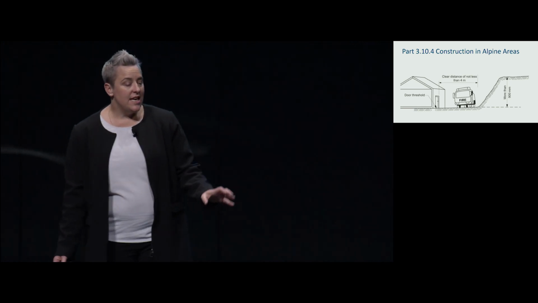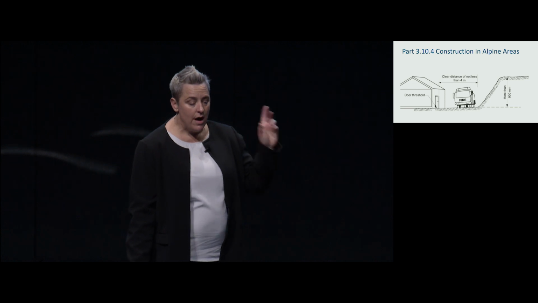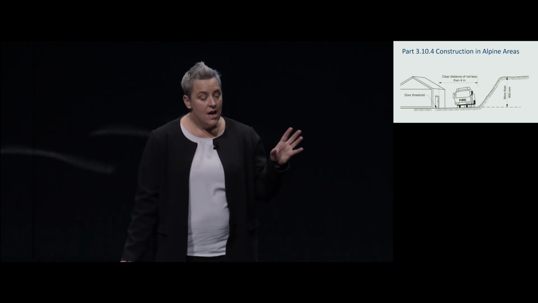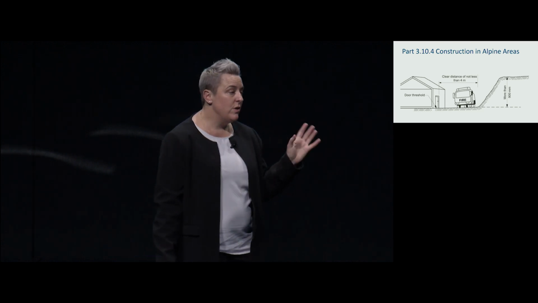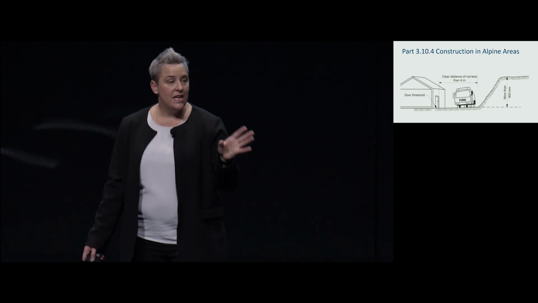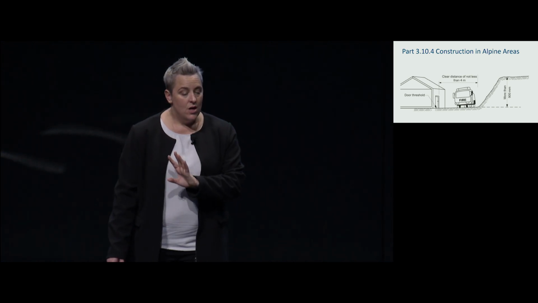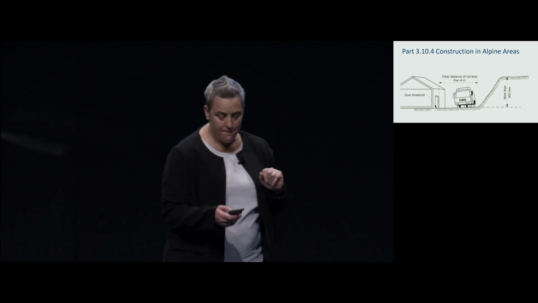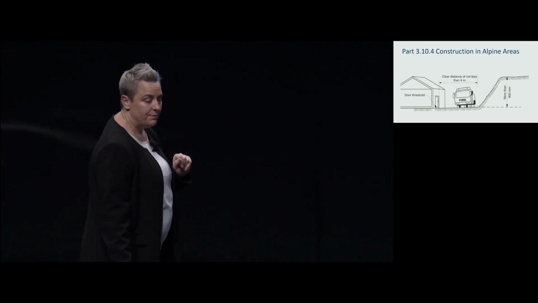Another change is the clear space provisions, so up on the screen's the example, the clear space provisions around the buildings have been amended, and the distance between the wing and the embankment has actually decreased from 6 metres to 4 metres. So it's important to note that these changes are also in Volume 1 of the NCC as well.